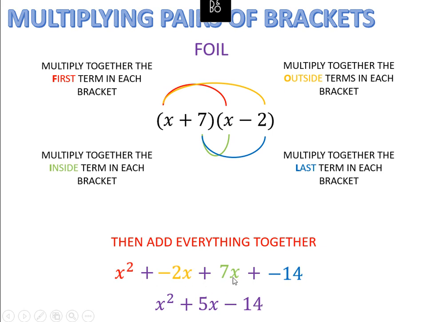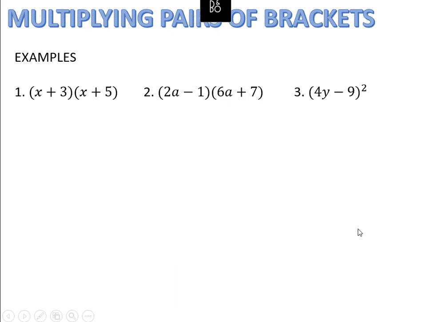So you're just going through, looking for all the like terms. You've got minus 2x's, you've got plus 7x's. That simplifies to give you 5x. It's not necessarily going to tell you to simplify it. That's just implied. Now that you're in National 5, you're looking to simplify wherever you can. So the fact you've got a minus 2x and a 7x here, you can gather them together, add them, and give you 5x. So the final answer here is x squared plus 5x minus 14. And that's it.